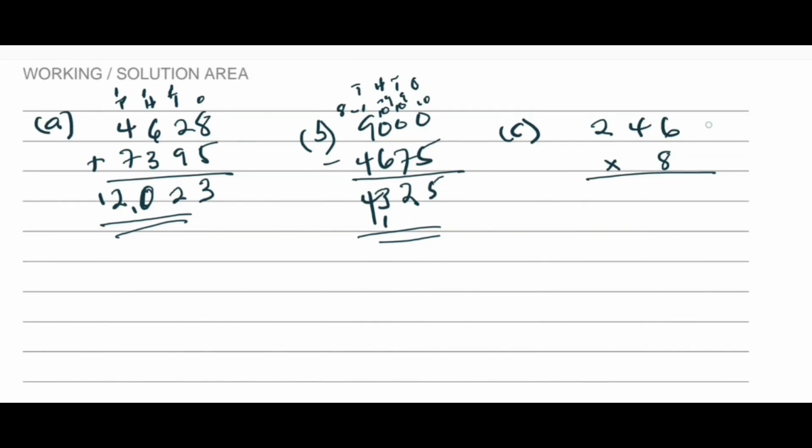6 times 8 is 48. So 8 here, carry 4. Then 8 times 4 is 32. 8 times 4 is 32 plus 4 is 36. So here will be 6. Do you understand? Carry 3. Then 8 times 2 is what? 16 plus 3, 19. This is the correct answer.